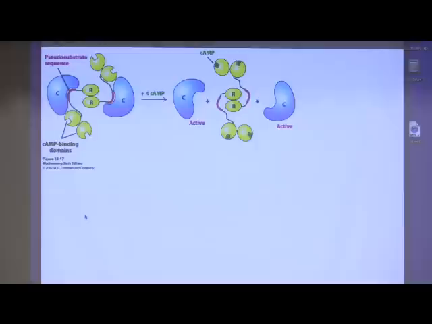When cyclic AMP is present, it binds to the regulatory subunit and induces a change in the structure of the regulatory subunit such that it gets released from the catalytic subunit, and the catalytic subunits then can bind to the substrate and they do their thing. They start putting phosphates onto proteins. Okay? That makes sense?